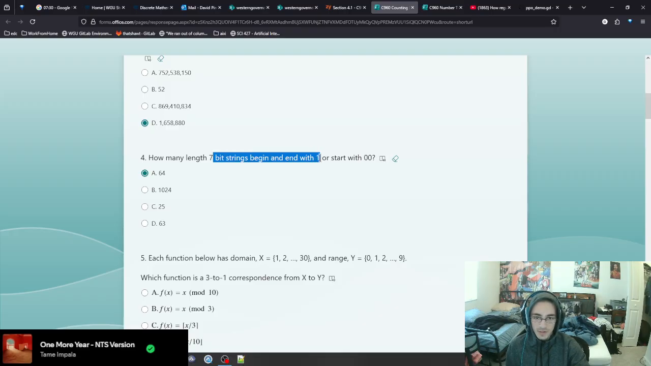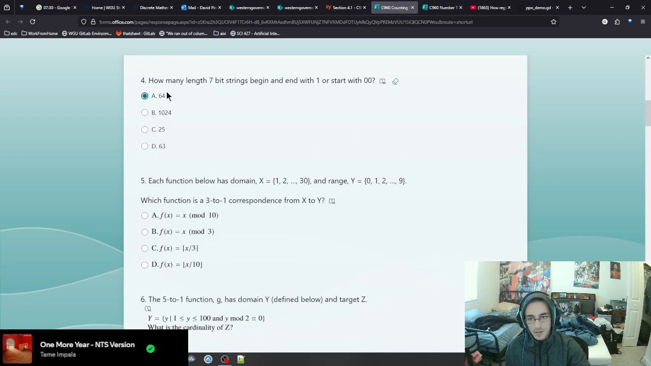And the same thing with this. If it begins and ends with a 1, that means you have taken 2 positions away, because you know there's a 1 in the beginning, 1 in the end, and that leaves you with 5 possibilities. That's 2 to the 5 possibilities. There's an OR right here, meaning you add these 2 things, and it's 64.